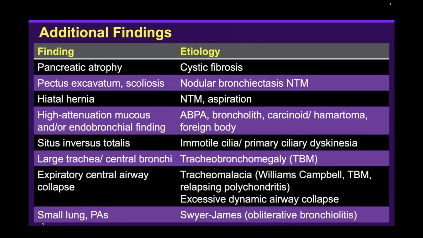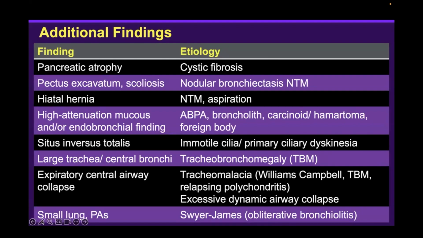There are additional findings we can look for. We touched upon the pancreatic atrophy with cystic fibrosis, the pectus excavatum and scoliosis with nodular bronchiectasis presentations of NTM, hiatal hernia with NTM and aspiration, and high attenuation mucus and/or endobronchial filling defects such as with ABPA, and calcification and bronchiolith, carcinoids, and hamartomas. And of course, foreign bodies can be radiodense.